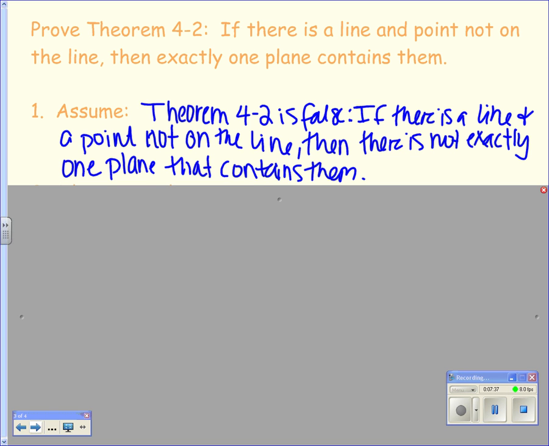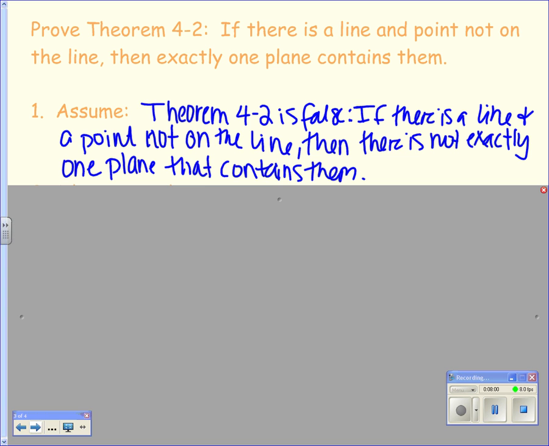So that's what I wrote for that. You can word it differently, but it needs to be the same. I like to say both that theorem 4-2 is false and then say the statement and put it as being false. Does that make sense? That's just a preference because I like to be very specific in my proofs if I can. And so I do both.